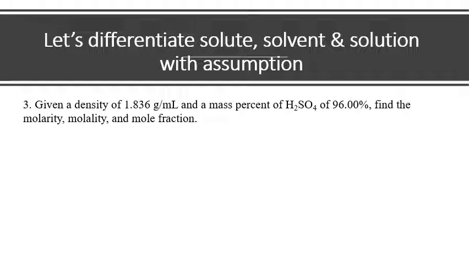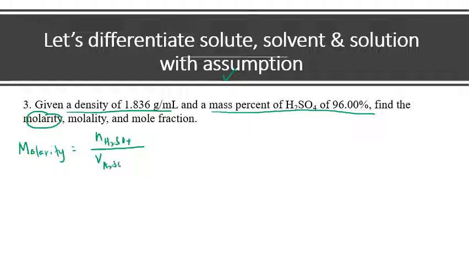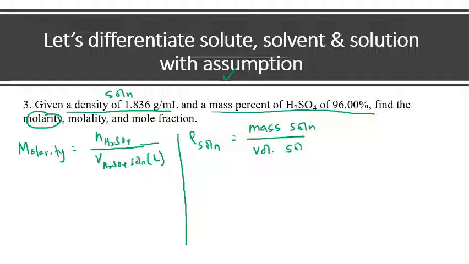Okay, let's continue with the third question with the assumption. Given the density of the solution is 1.3836 gram per ml, and a mass percent of H2SO4 of 96%. Find the molarity this time. So again, we want to find the molarity, which is equal to mole of H2SO4 over volume of H2SO4 solution in liter. The density here again refers to the density of solution. Next, we expand the density of solution equal to mass of solution over volume of solution. We have density 1.836 gram per ml. We have no idea of the mass of solution, also the volume of solution.